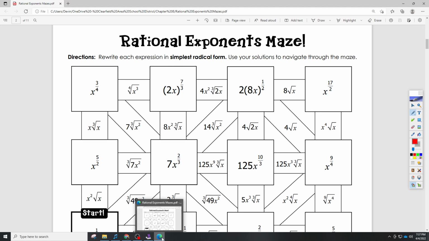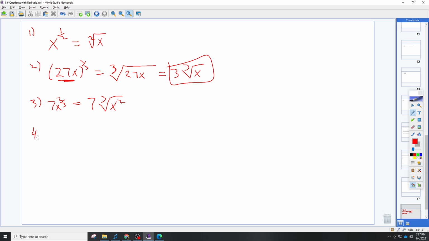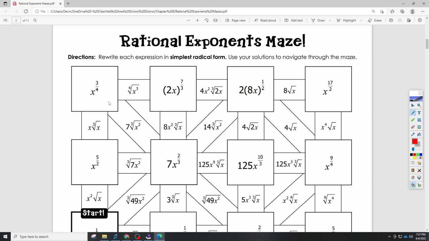And now we're up to x to the 3/4. So x to the 3/4. Changing that to a radical form would be the 4th root of x cubed. And it looks like we don't have enough, 4 goes into 3 0 times, so that's our answer. That's going to make us go to the right. Now we're at 2x to the 7/3.